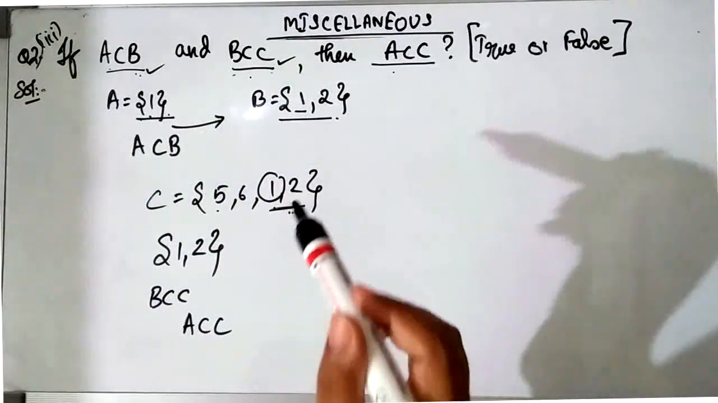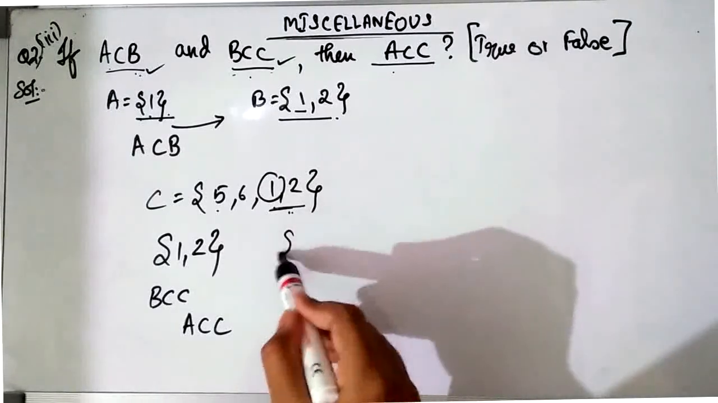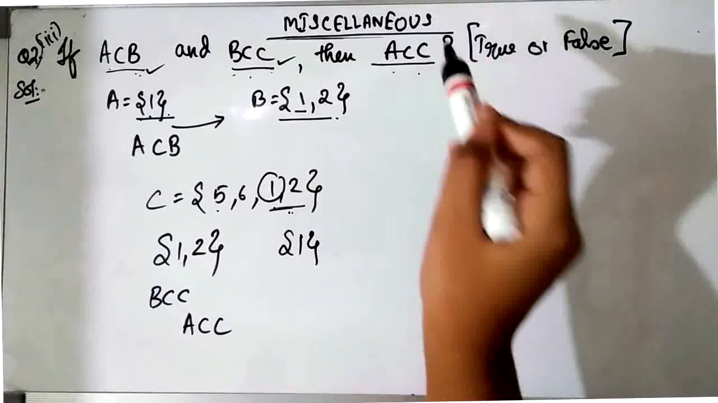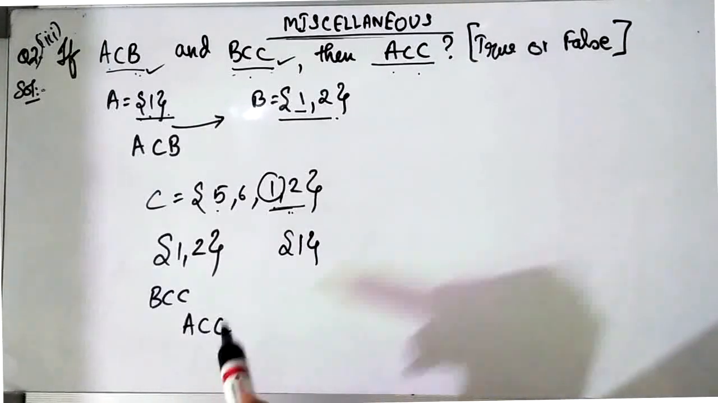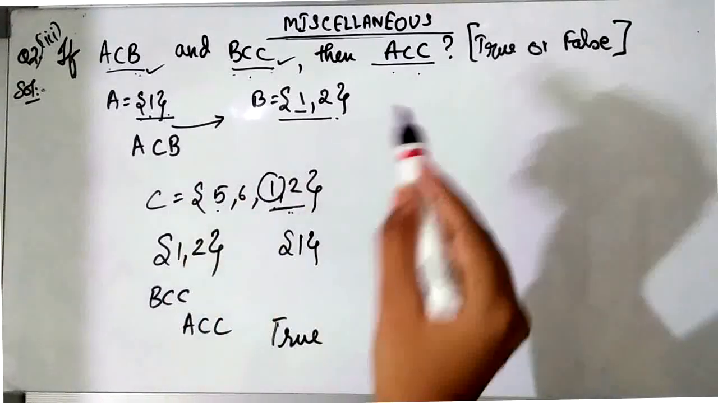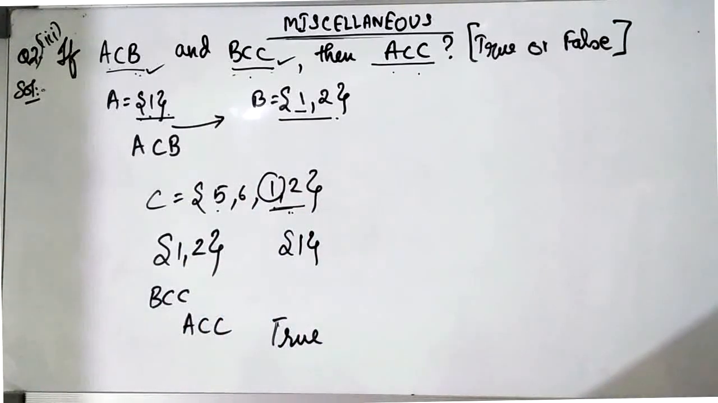So A can be called a part of C because one of the subsets of C will be 1 itself. So with this we can say that this condition, what they have given, that A will be a subset of C, that condition is true. So our final answer is that the statement what they have given is true.